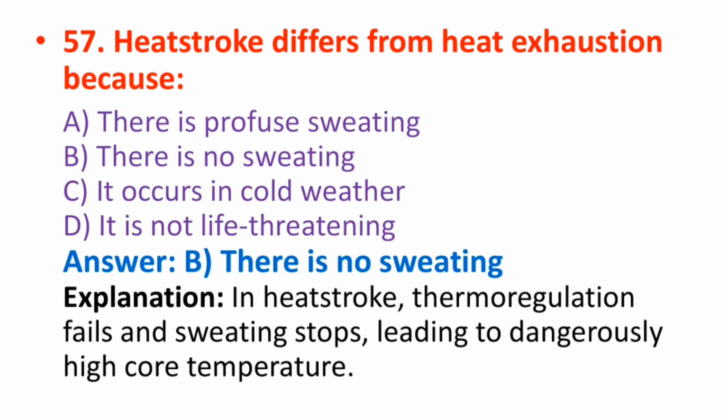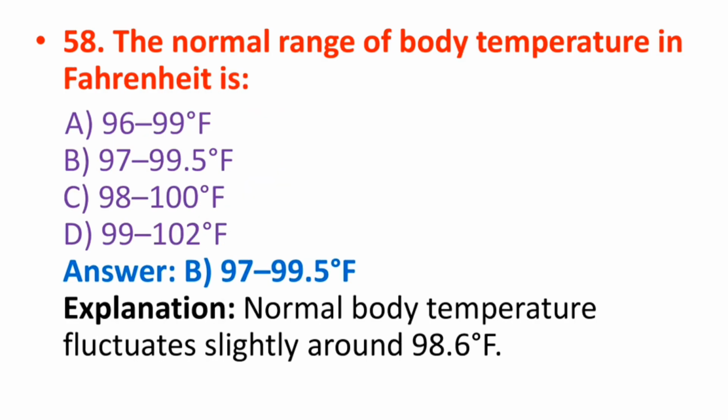Heat stroke differs from heat exhaustion because option A, there is a profuse sweating. Option B, there is no sweating. Option C, it occurs in cold weather. Option D, it is not life threatening. The correct answer is option B, there is no sweating. In heat stroke, thermoregulation fails and heat and sweating stops, leading to dangerously high core temperature.